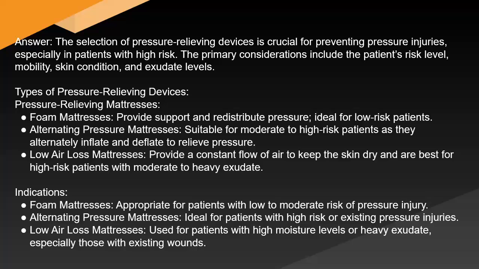Indications. Foam mattresses: appropriate for patients with low to moderate risk of pressure injury. Alternating pressure mattresses: ideal for patients with high risk or existing pressure injuries. Low air loss mattresses: used for patients with high moisture levels or heavy exudate, especially those with existing wounds.